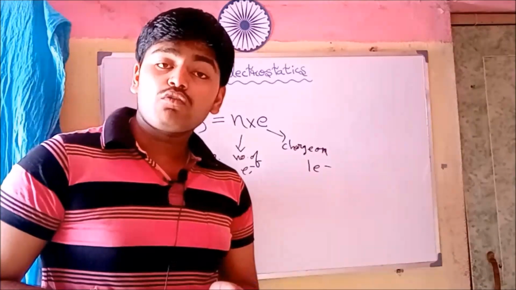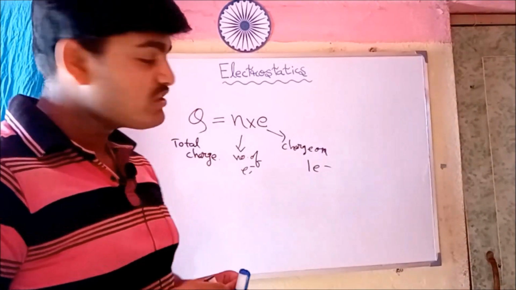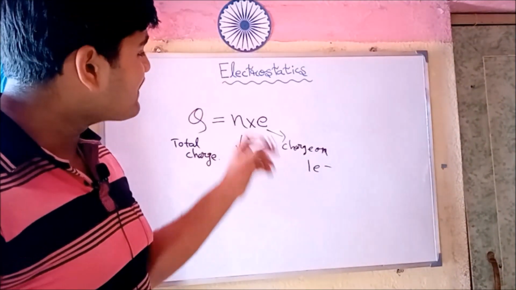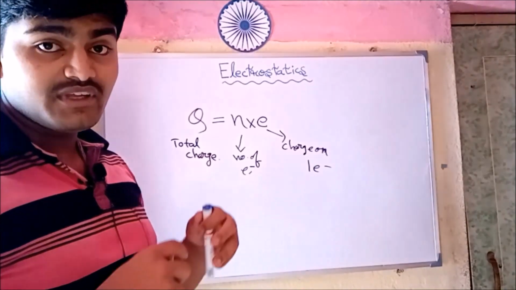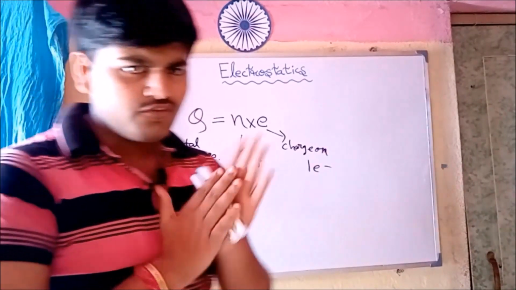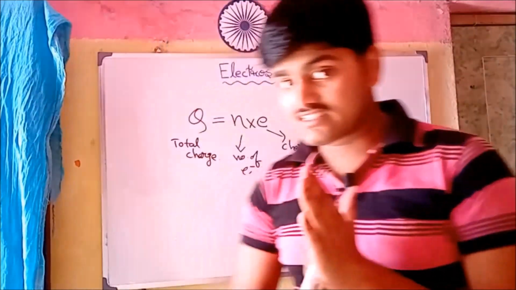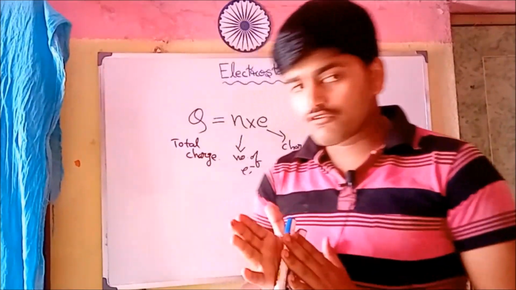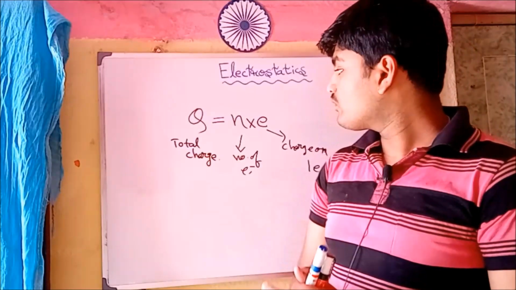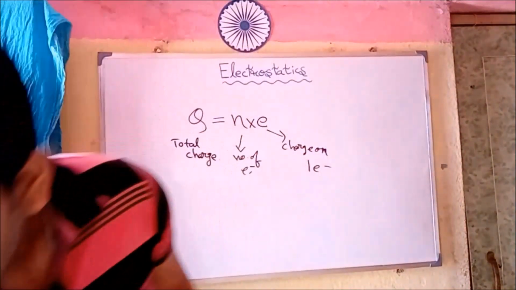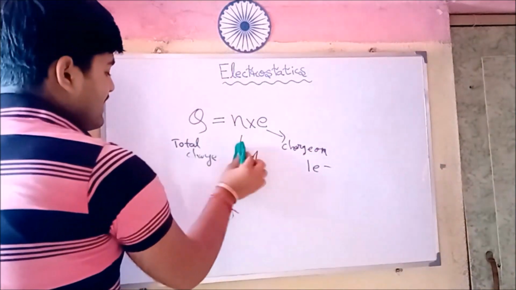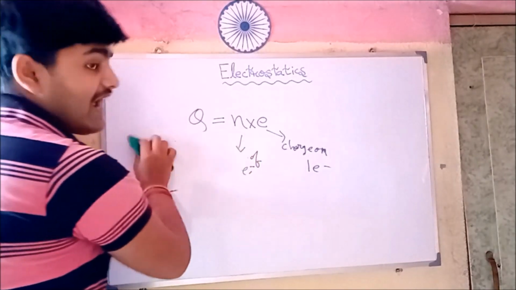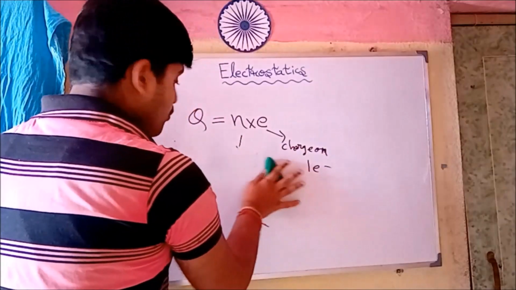Now, after quantization of charge, class 12 physics electrostatics states something very important. The first important point is some theories. We know the theory that like charges repel and unlike charges attract. So, what's that? Let's see.